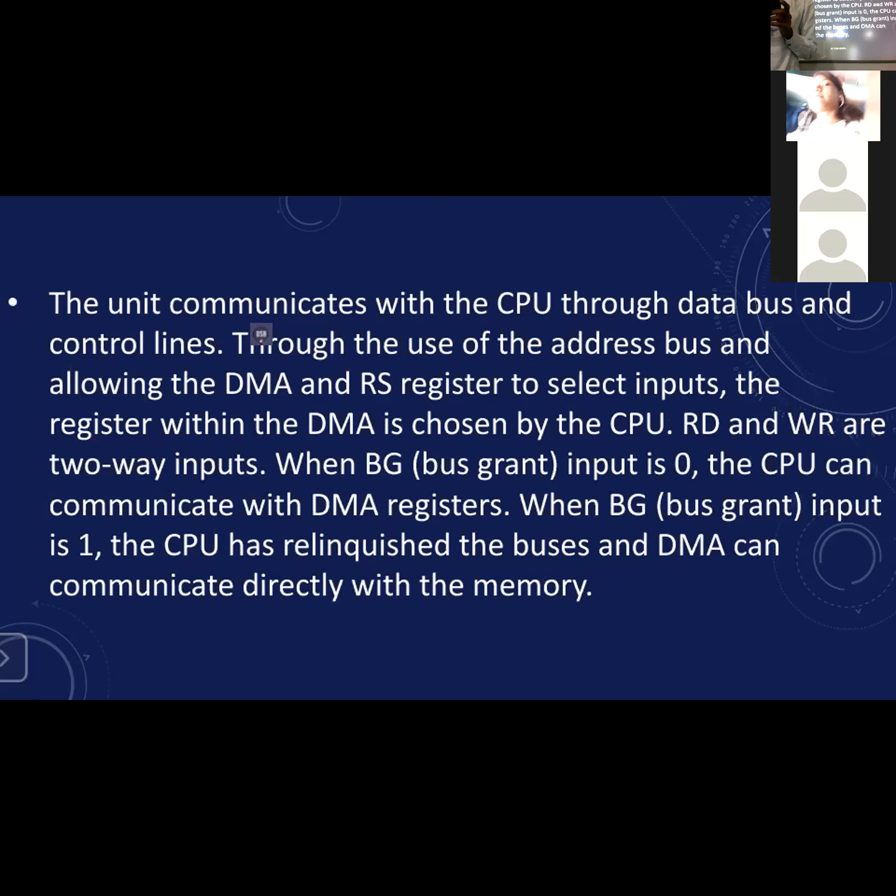DMA and address register to select inputs. The register within the DMA is chosen by the CPU. RS and WR are the two-way inputs. When bus grant input is 0, the CPU can communicate with DMA registers. When bus grant input is 1, the CPU has relinquished the buses and DMA can communicate directly with the memory.